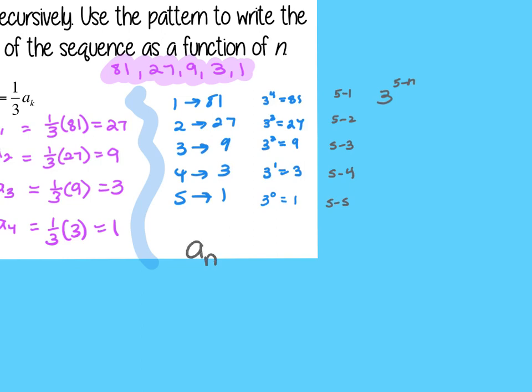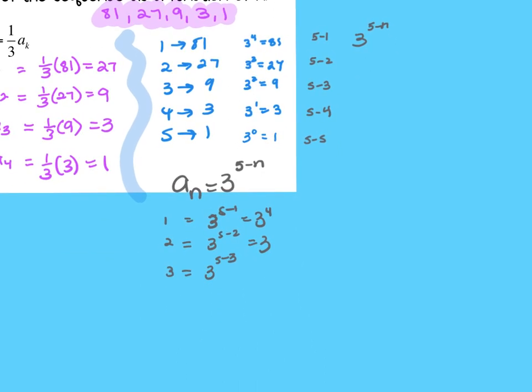So if I say a sub n equals 3 to the 5 minus n, then if n is 1, it would be 3 to the 5 minus 1, that's 3 to the 4th, that's 81. If it's 2, 3 to the 5 minus 2, that's 3 to the 3rd, that's 27. 3 to the 5 minus 3, that's 3 to the 2nd, that's 9. Or for 4, 5 minus 4, that's 3 to the 1st, that's 3. And 5, 3 to the 5 minus 5, that's 3 to the 0, which is 1.